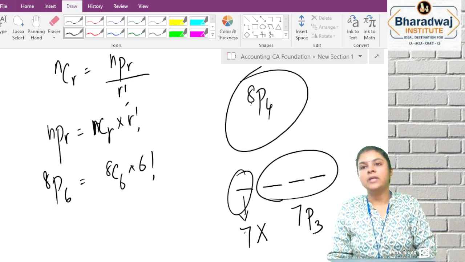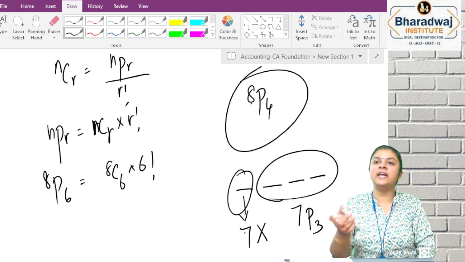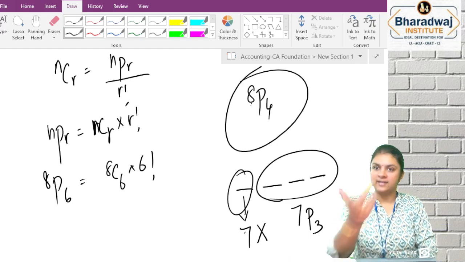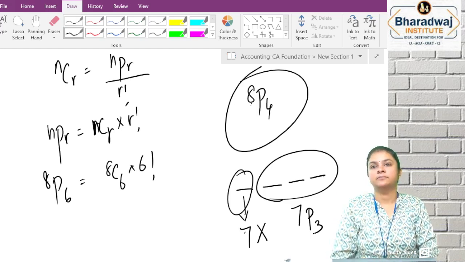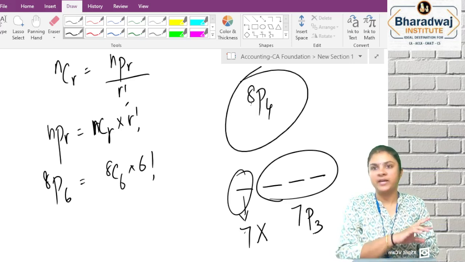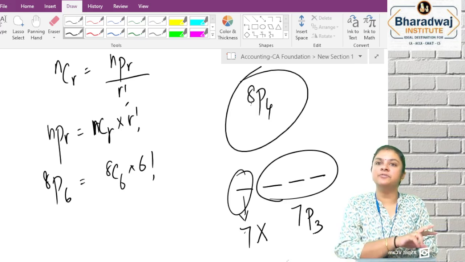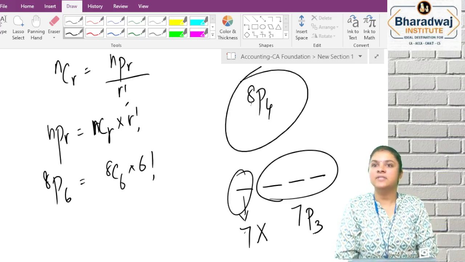நீங்க இல்லனா எப்படி பண்ணுவீங்கன்னா 7 into 7c3 into 4 factorial பண்ணுவீங்க. அதே ஆன்சர் தான். இதுல வந்து இங்க மட்டும் 7 போட்டுட்டு மீதி into 7 into 6 into 5. அரேஞ்ச்மென்ட் தானே. 7 into 6 into 5 பண்றீங்க. 7 into 6 into 5 is nothing but NPR, 7p3.